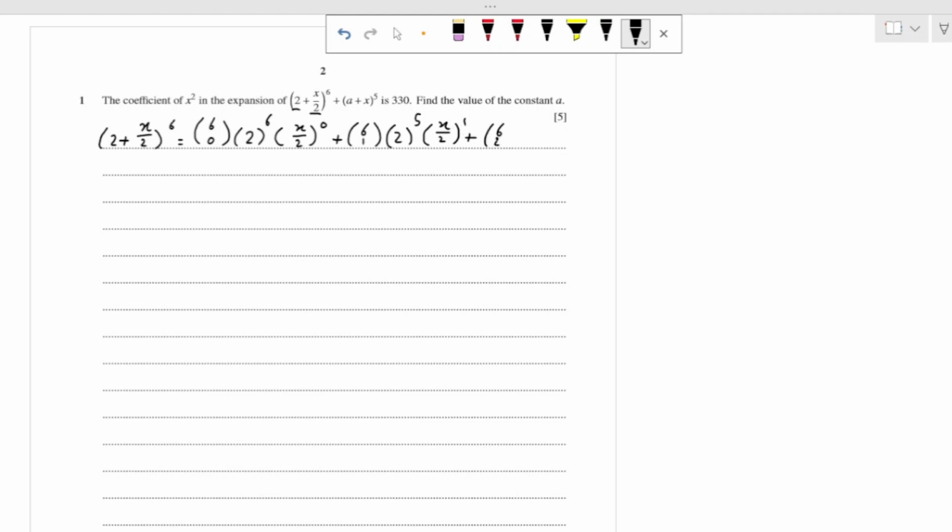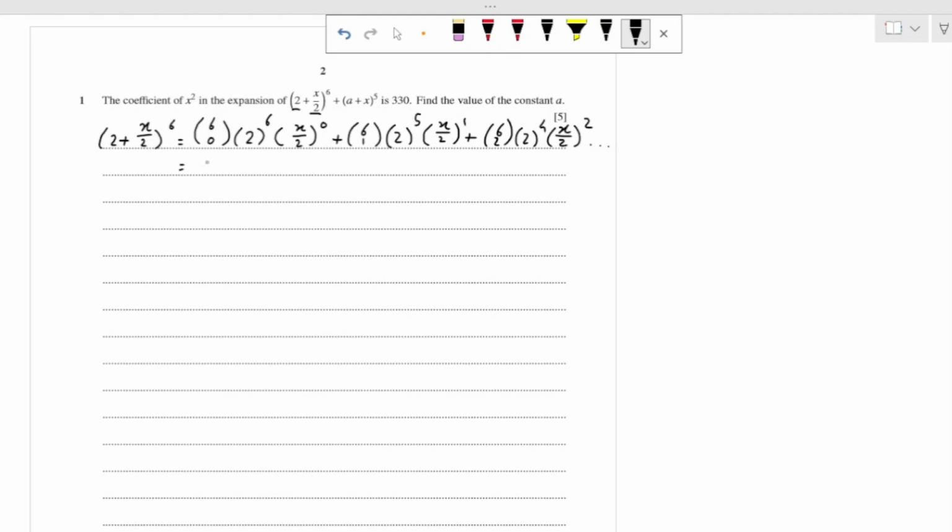Then we go 6C2, 2 to the power 4, and x over 2 to the power 2, and so on. Just over here it's enough. We could keep on expanding, but it's not required because we have reached the second power, and we just need the coefficient of x squared, which we have already reached over here.